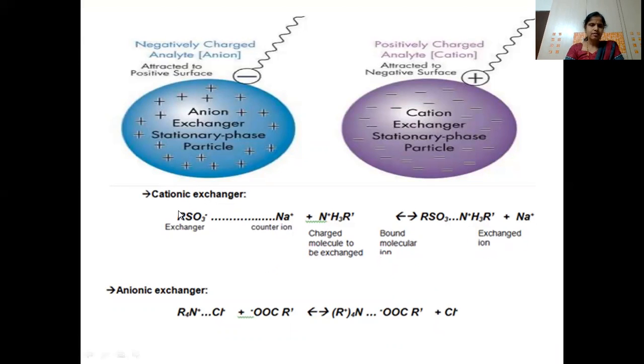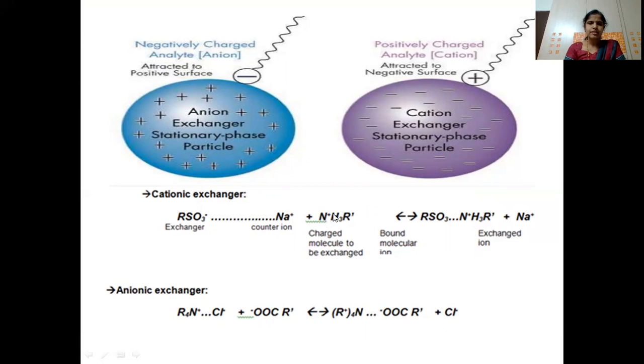Now as I said, a cation exchanger first will take. So it is RSO3 minus, the sulfonic group, which has a counter ion which is Na plus. So Na plus is the cation which has to be exchanged. Now this is the sample molecule, the charged molecule that has to be exchanged. It has a positive charge, nitrogen with positive charge.